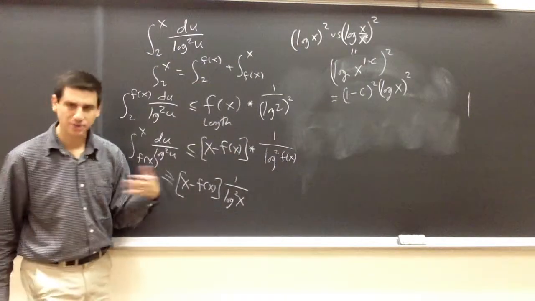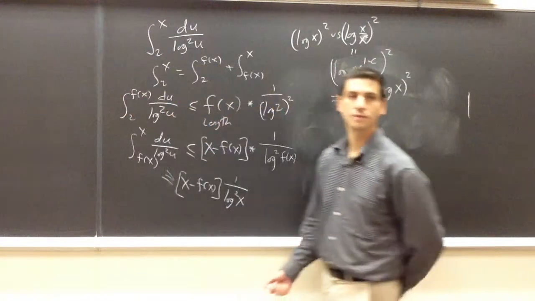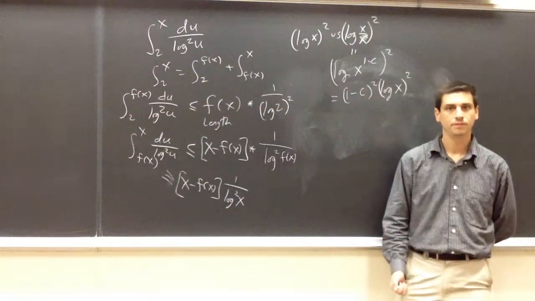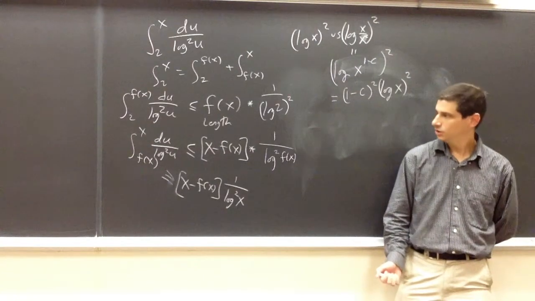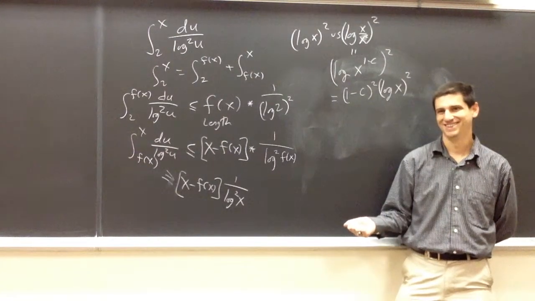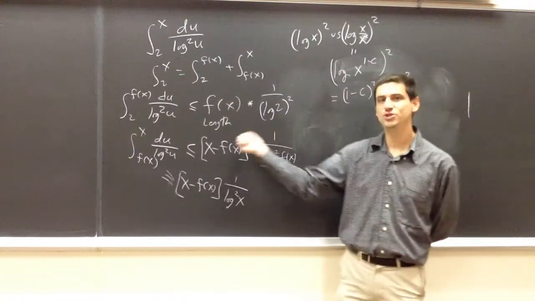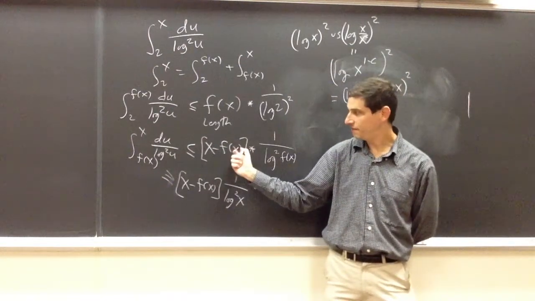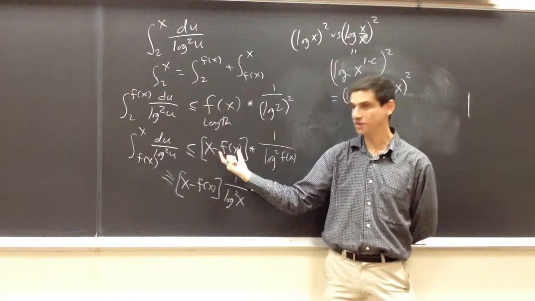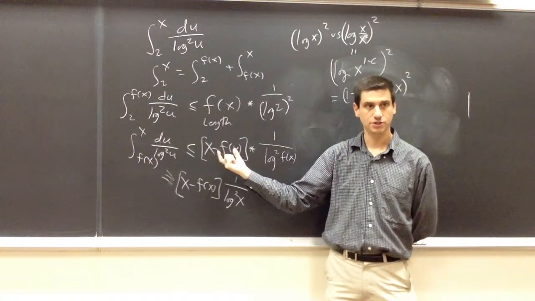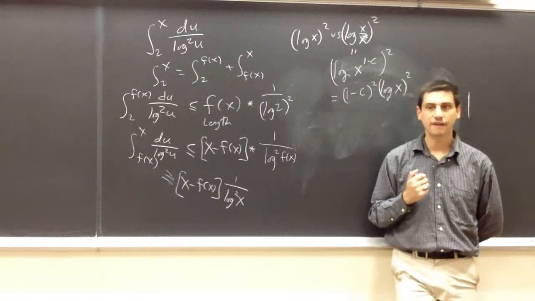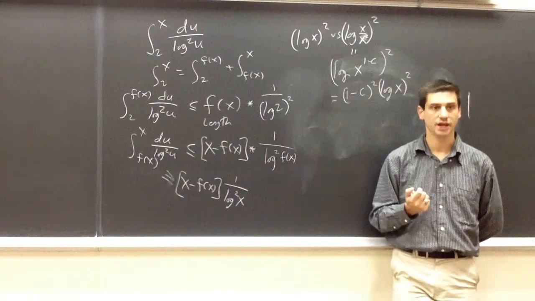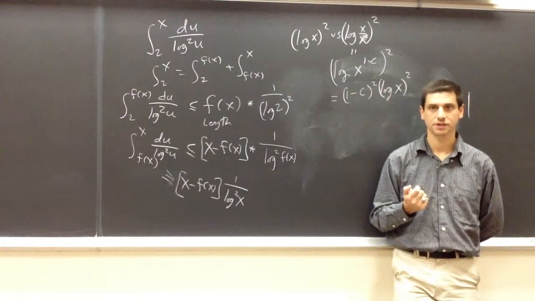X minus f of x, about how big is that going to be? Well, we haven't said what f is, right? So this is the whole point, you get freedom to choose f. If f is something like x over 2, well, then this is significant. This goes from being x to being of size x halves. But if f of x is growing slower than x, then you've got a big savings here.